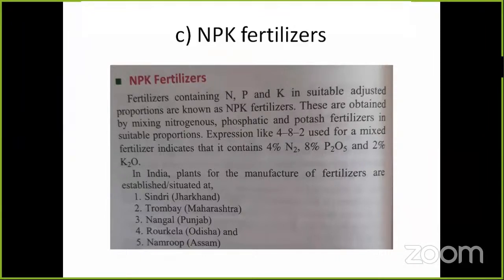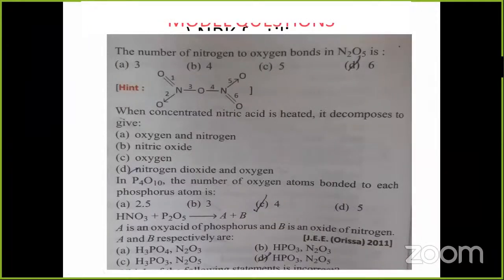In India, plants for the manufacture of fertilizers are established at Sindri, Trombay, Nangal, Rourkela, and Namrup in Assam, where NPK fertilizers are prepared. So this is the general information about fertilizers, and these are the model questions.